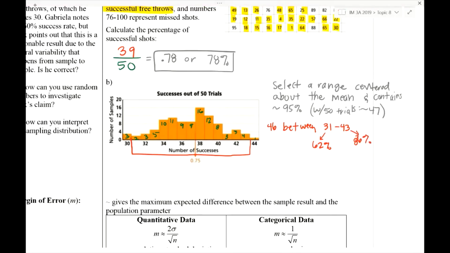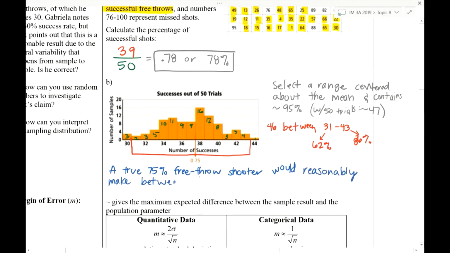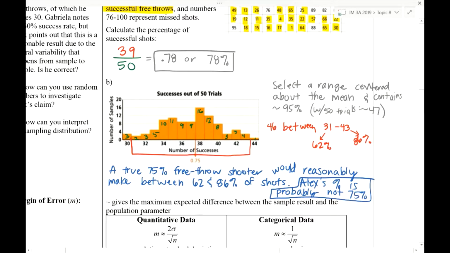So what this shows us is that a true 75% free throw shooter would reasonably make between 62 and 86% of shots. So that means Alex's percentage is probably not 75. He probably doesn't really make 75% of his shots because his free throw percentage in that one sample did not fit within that reasonable range.